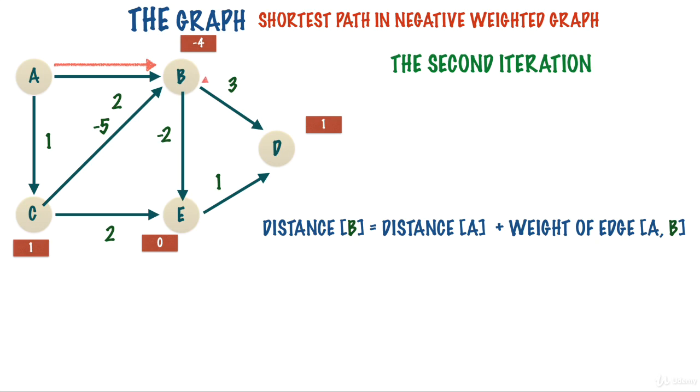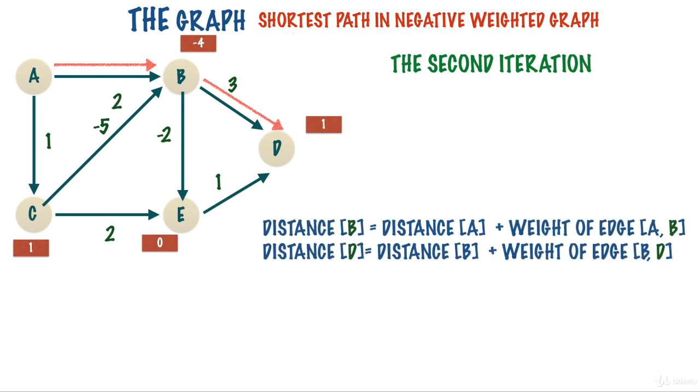The next edge goes from B to the vertex D. The distance to B is now -4. We have a newly updated distance to B. So the distance to D will be -4 plus 3, which is equal to -1. So that's the new distance of the vertex D.